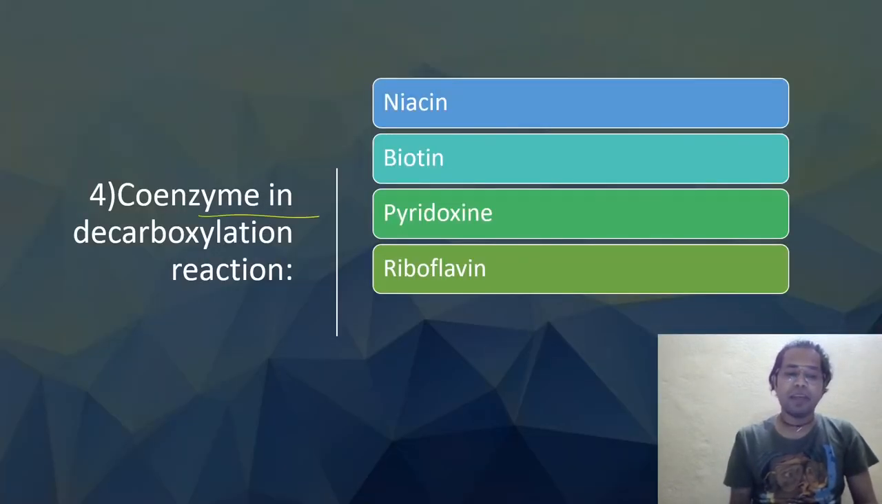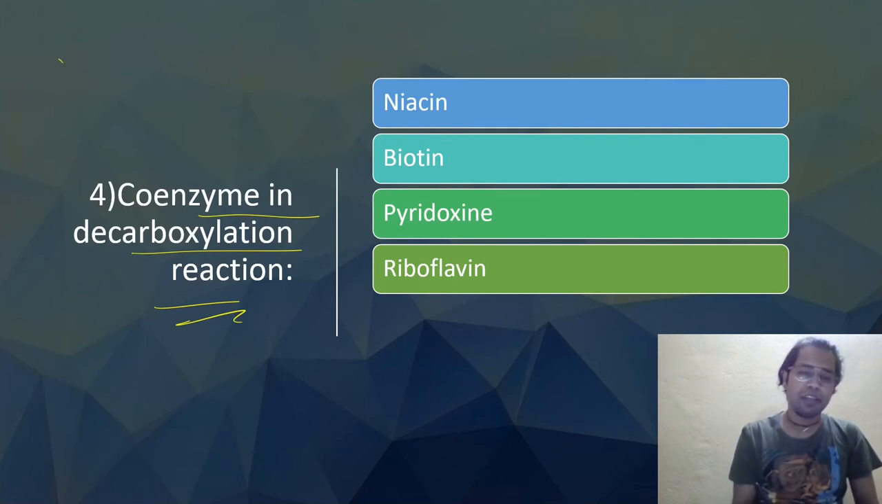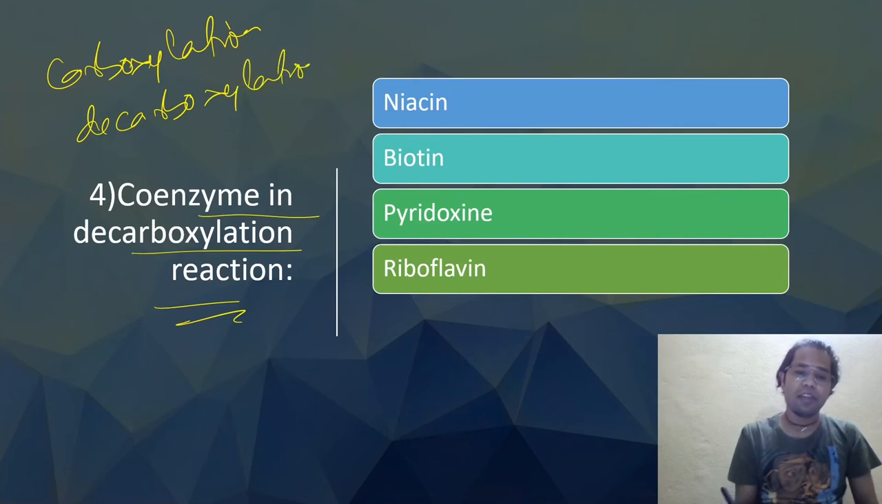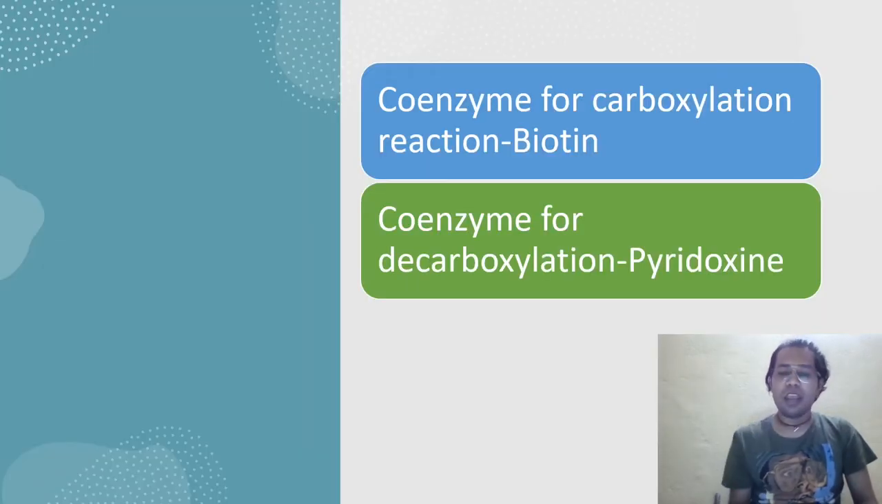Coenzyme in decarboxylation reaction. यहाँ पे आपको decarboxylation. There is one thing called carboxylation and one thing called decarboxylation. So the coenzyme for both of them are different. So आपको जानना पड़ेगा what is the coenzyme for carboxylation and what is the coenzyme for decarboxylation. ठीक है, let's see. Coenzyme for carboxylation is biotin and coenzyme for decarboxylation is pyridoxine.